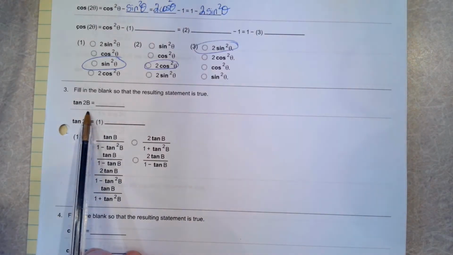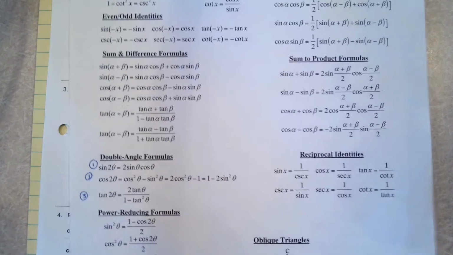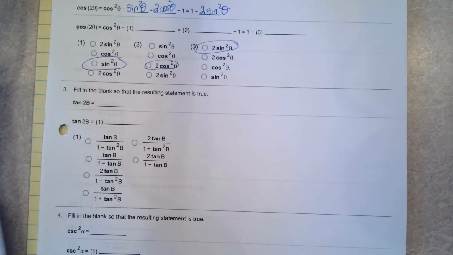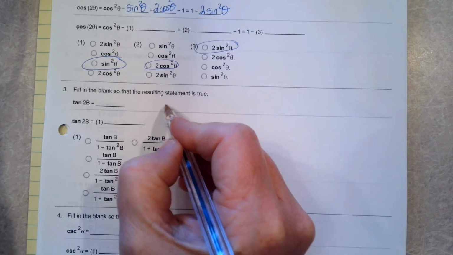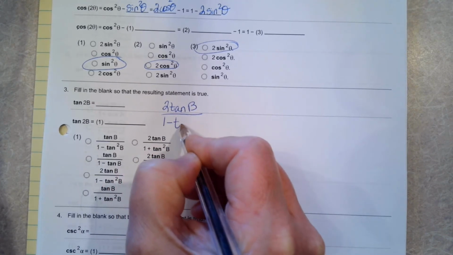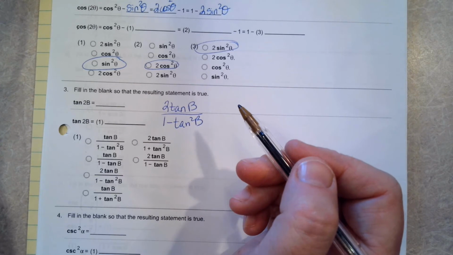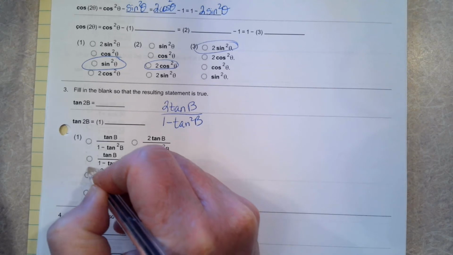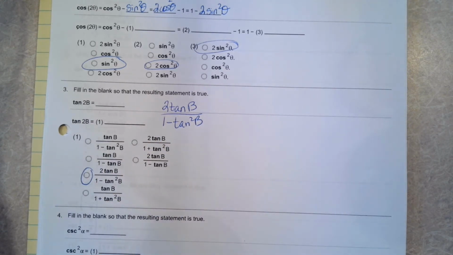It says the tangent of 2b, so it's just going to want you to go to here and use that, replacing theta with b. And it is 2 times the tangent of b over 1 minus tan squared b. And that one would be this answer, I'm pretty sure. Okay. Now, it might not be the C answer on your paper. It might be the A or the B or whatever. But anyway, that's the answer there.